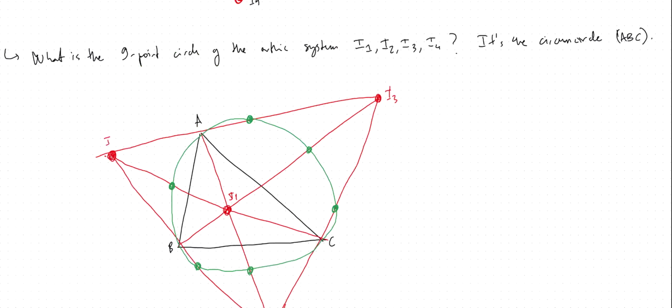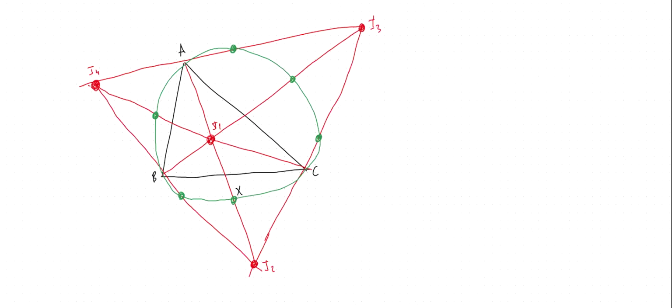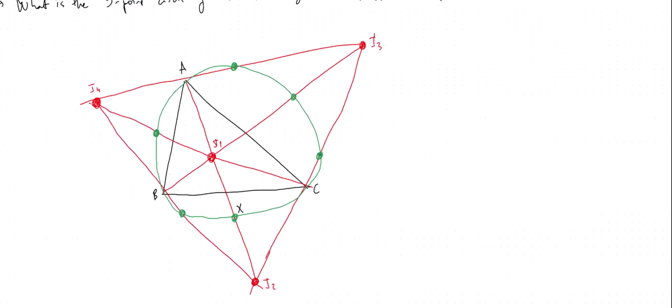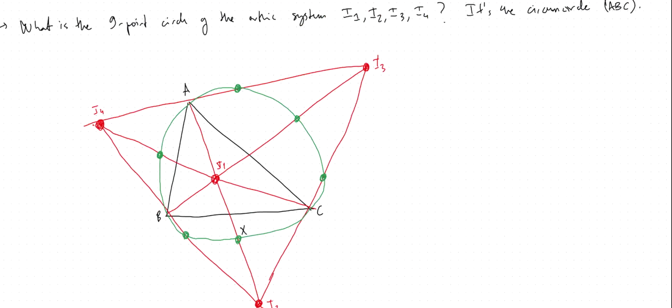So let's call this one X, for example. So X is the midpoint of I1, I2. But if you notice, X is also the midpoint of the arc BC, okay? Because this is an angle bisector. So this is a very interesting way to look at it. So this is the opposite point, Y. XY is, as you know, the diameter, because this is 90 degrees.